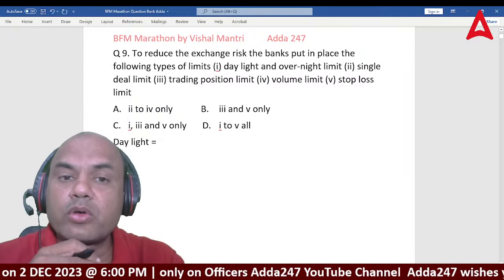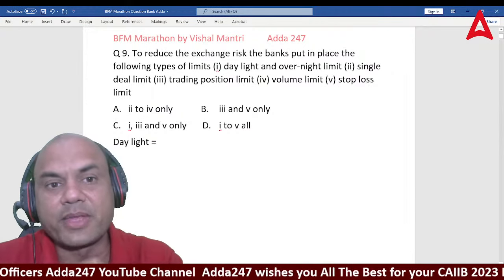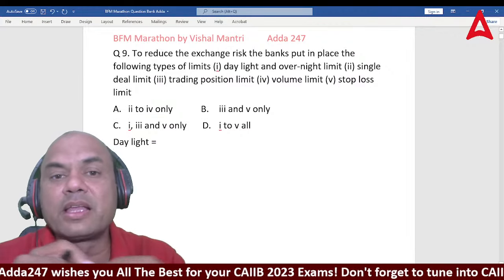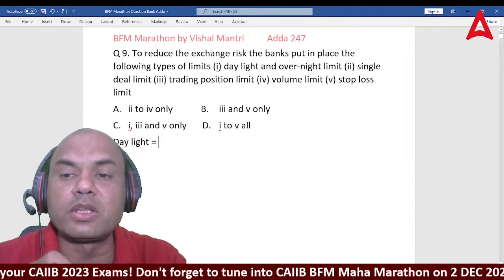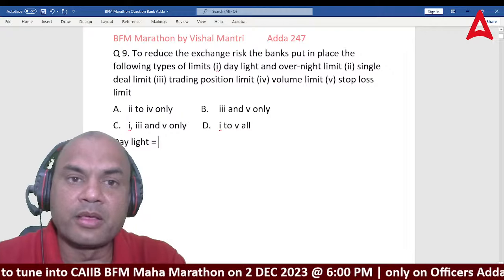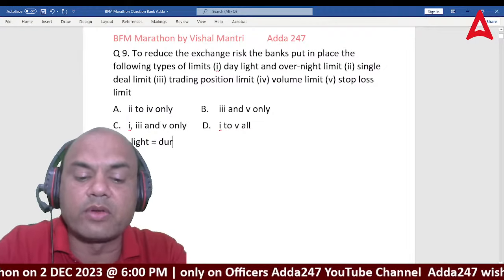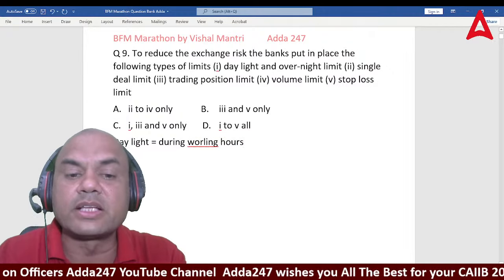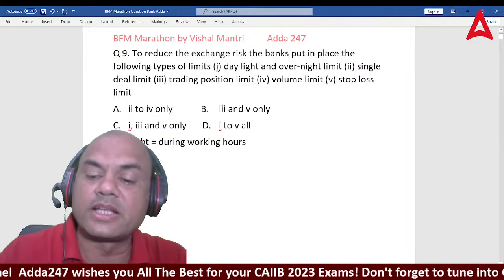Suppose a cashier tomorrow brings 5 crore rupees into his cash section and starts dealing with those 5 crore rupees, will the bank allow it? No. The bank allows you to take some part of this cash on a daily basis, depending on the daily volume. So this is known as the daylight limit. The daylight limit will always be there. Daylight means during the working hours. This is known as the daylight limit.